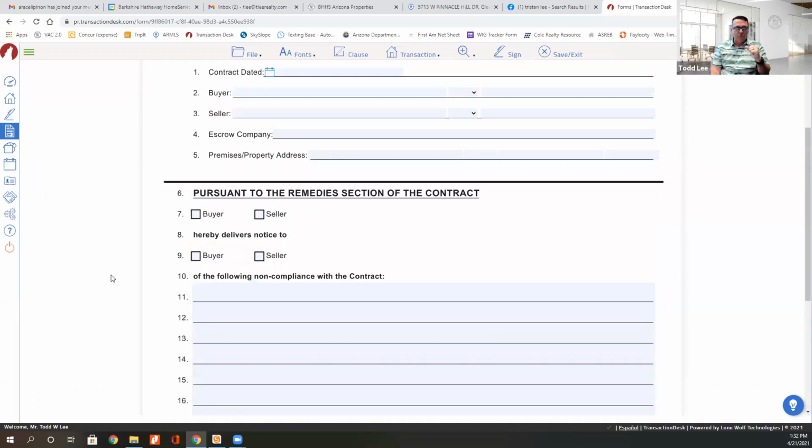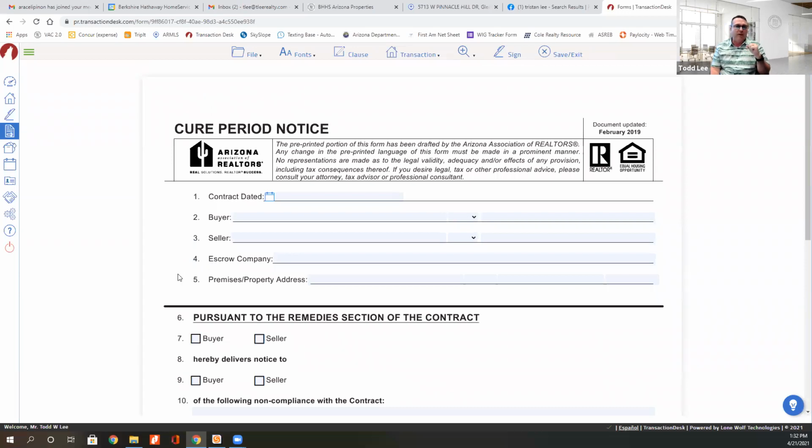But I think this needs to come with a conversation. You don't just want to fill out the cure period notice and send it over. You're going to want to have that conversation with the other party because this can be a huge slap in the face, and people take it as a negative. So unless you follow it up or have a conversation prior to sending this over, I think you're doing your client a disservice by not communicating it.